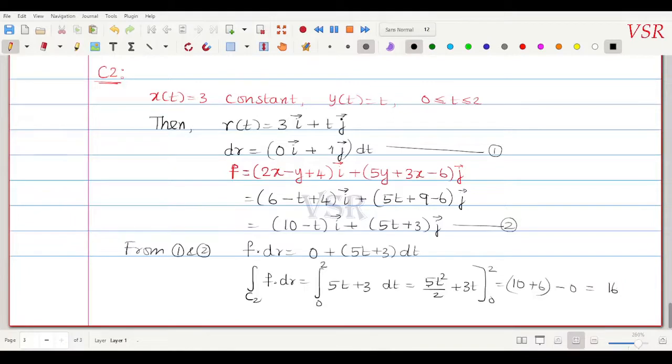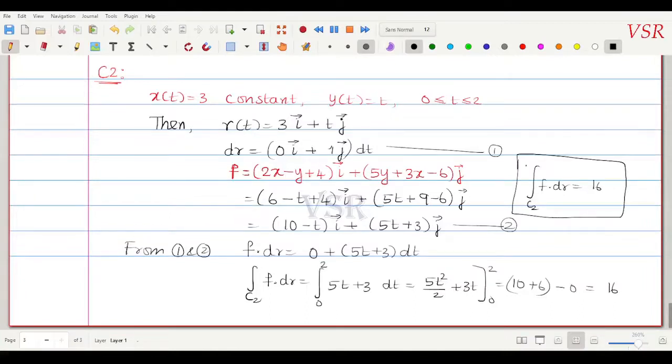That is correct, right? Yes, we have 16. Did we put it correctly, 9 minus 6, plus 3? Okay, fine. So we have 16. Now I will box this also. So the integral over C2 of F dot dr is equal to 16. So this is the second problem.